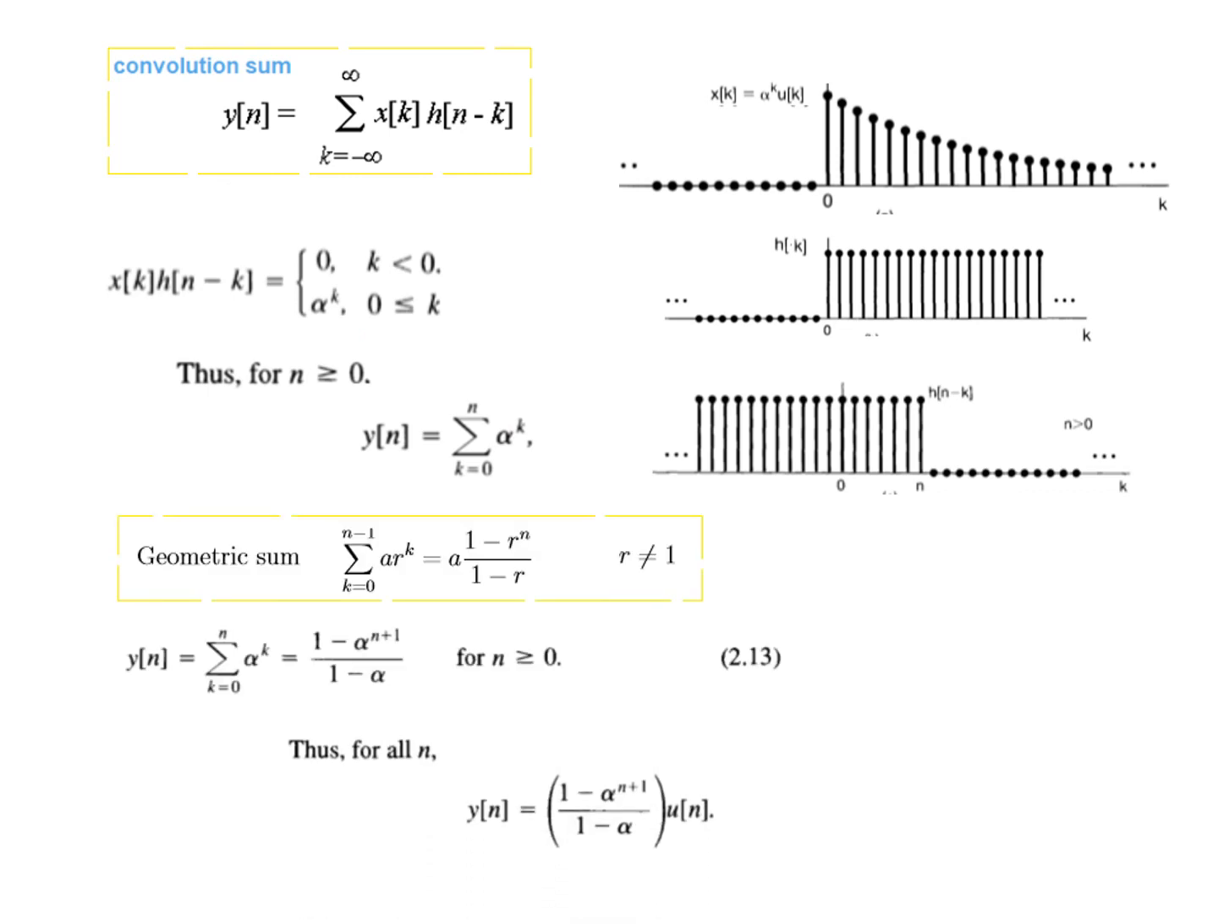And now we'll take help of a geometric formula. So this is a geometric formula, that the summation of a r^k is given by a times (1 minus r^n) divided by (1 minus r). Now if we compare with our case, then here a is 1 and for r we have alpha, and k remains k. So we replace the r's with alpha. So this is the equation in our case. So we can write that for all n, we just multiply it by u[n]. So this is the output equation. y[n] is (1 minus alpha to the power n) divided by (1 minus alpha).